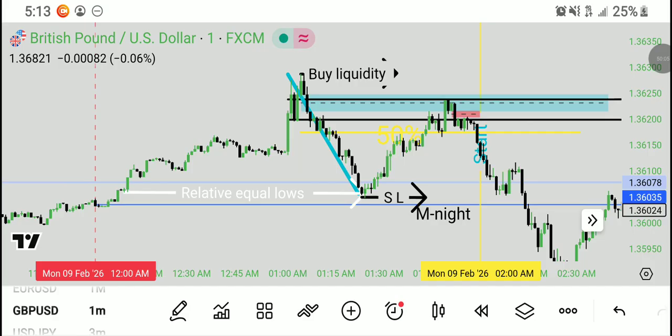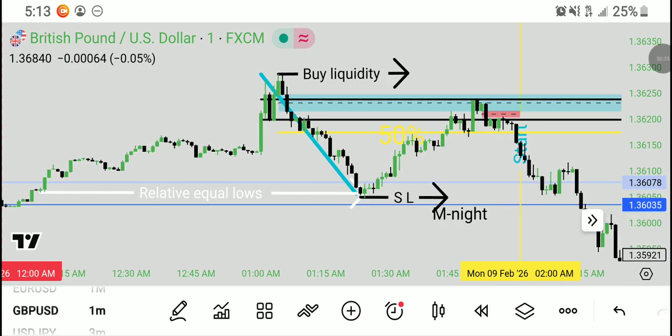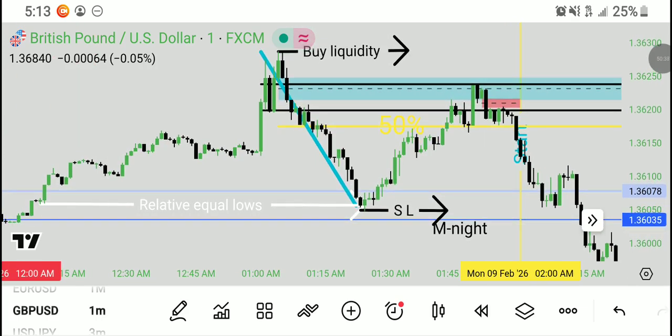Hope you are taking notes. It comes to the time zone, which is the 50% of the buy side liquidity and sell side liquidity, gives displacement below after the order block, and the candle respected the gap perfectly. Beautiful. I hope you are taking notes.